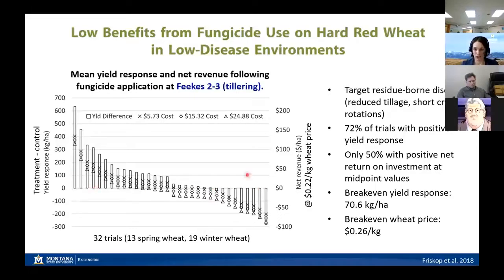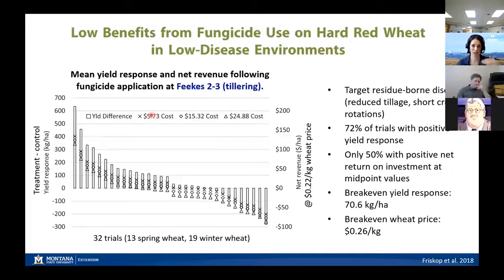And on the right hand side, sorry, I'm really challenged by directions, we see the net revenue. That was calculated based on an average wheat price of 22 cents per kilogram of wheat. The differences shown here, which are the cross, the diamond and the triangle, are the lowest, average, and highest fungicide application costs.